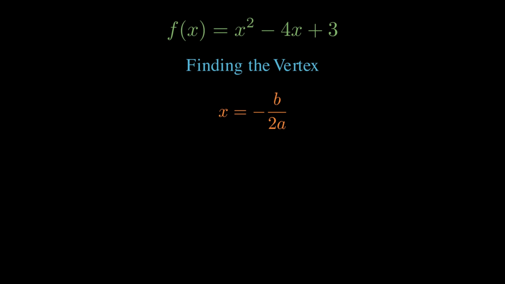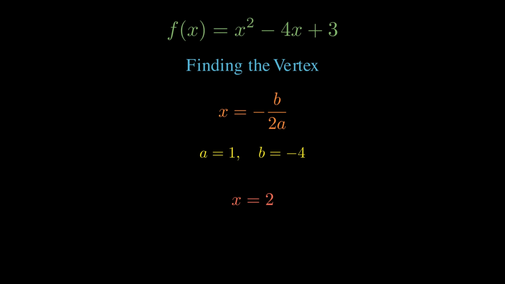The vertex is the turning point of the parabola, either the minimum or maximum point. We can find the x-coordinate of the vertex using the formula x equals negative b divided by 2a. In our function, a equals 1 and b equals negative 4. Let's substitute these values. We get x equals negative times negative 4 divided by 2 times 1. This simplifies to x equals 4 divided by 2, which equals 2.